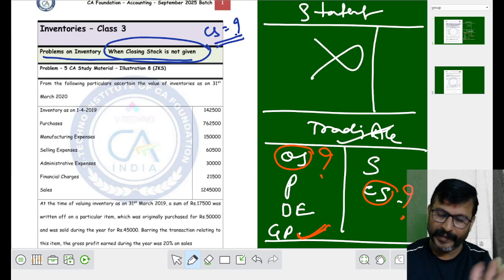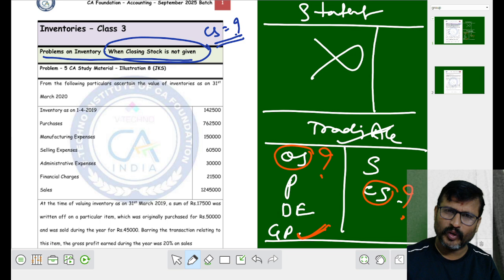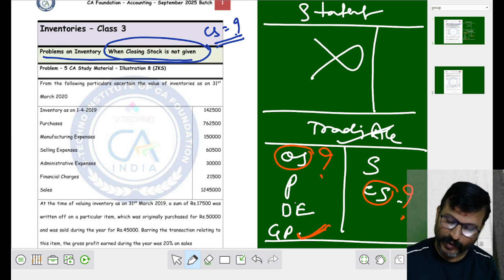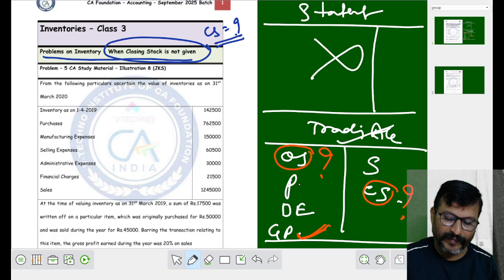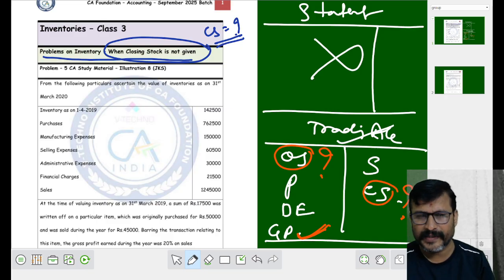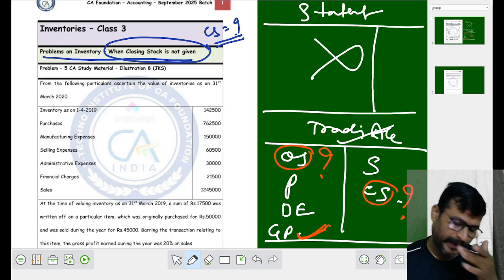Okay, this is your trading account method. I used to follow the trading account method. Shall I start? I read the problem. From the following particulars, ascertain the value of inventory as on 31st March 2020. We have to ascertain for 31st March 2020.